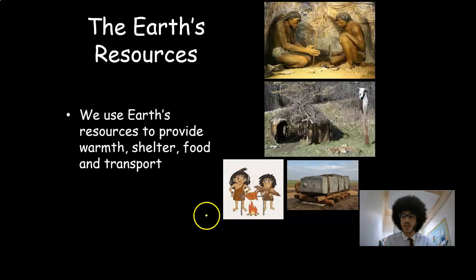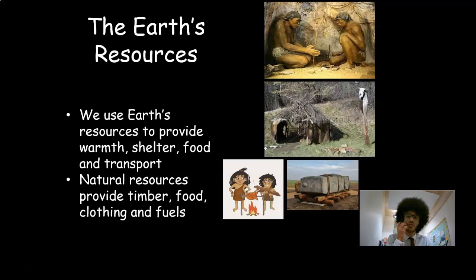In terms of warmth, obviously we can use timber from around us and then burn that in order to provide us with warmth. We've done that since the dawn of time. Shelter, whether it's in caves or using natural resources around us to build huts, we've always done that. Food, whether it's crops like hunter-gatherers or hunting for animals, we have to do that to get food. And also transport, and the crudest example I found is rolling stones over if you're going to build a monument like Stonehenge. Obviously as time has gone on, we've been more sophisticated with that, which I'll come back to in a moment. So we've used Earth's resources to address all of these different needs.